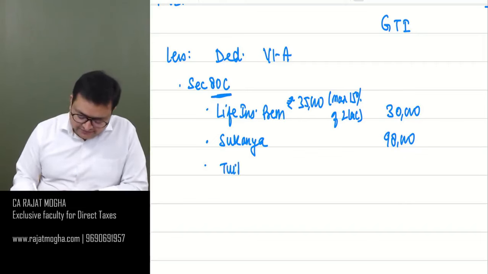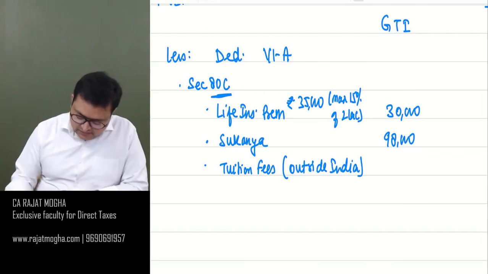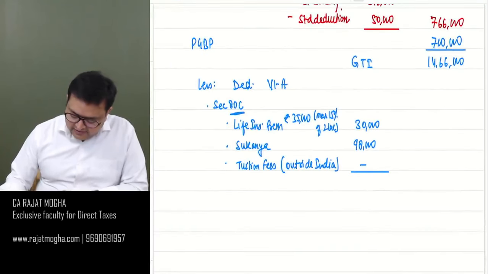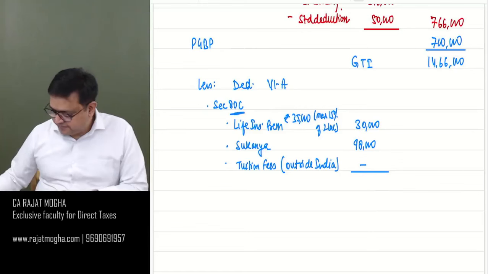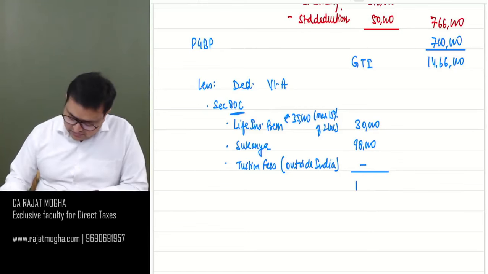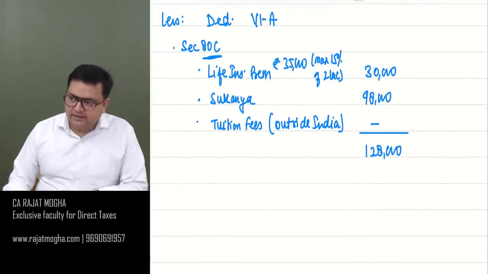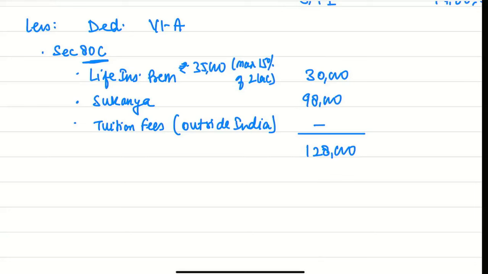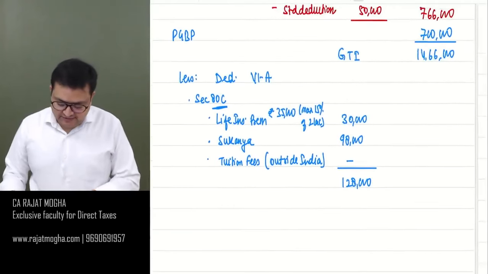Tuition fees, since it is outside India, will not be taken. So in 80C we are getting 1,28,000. Everybody is okay with this? Correct, Shagna, 128. So it is 1,28,000 we are getting in 80C. Everybody with me now?